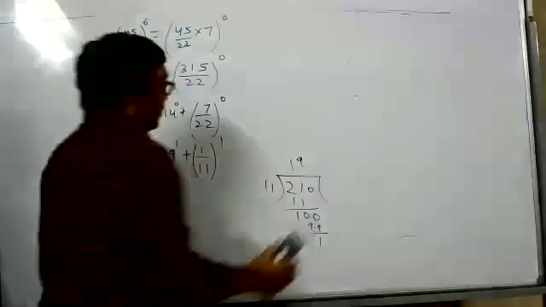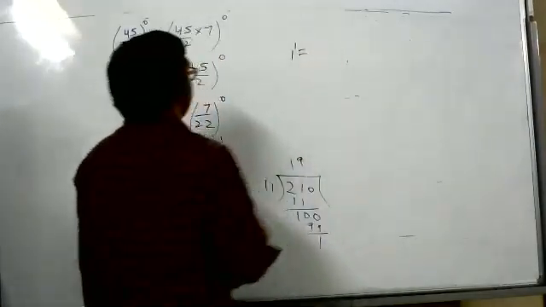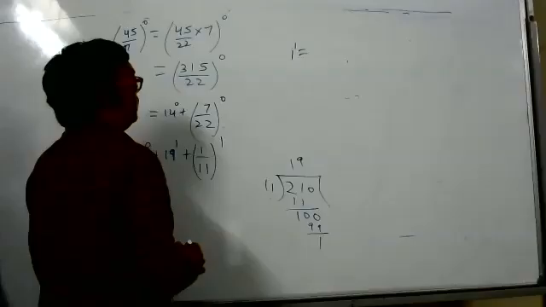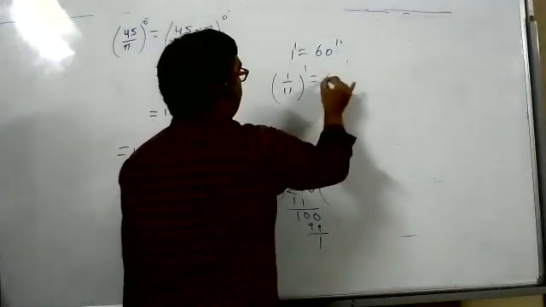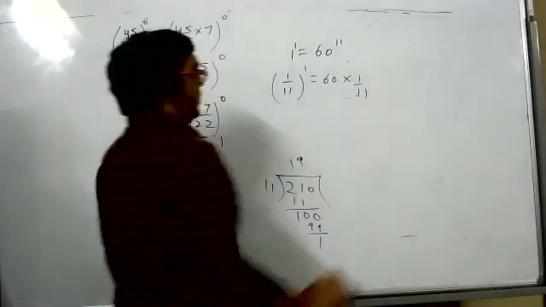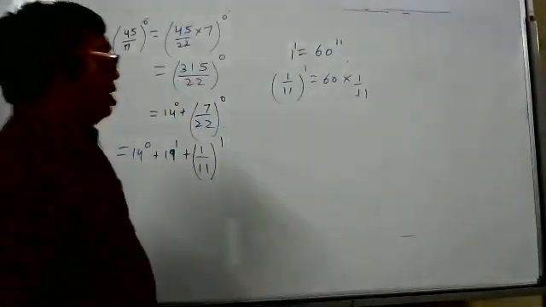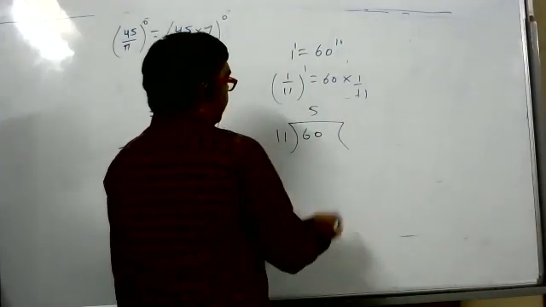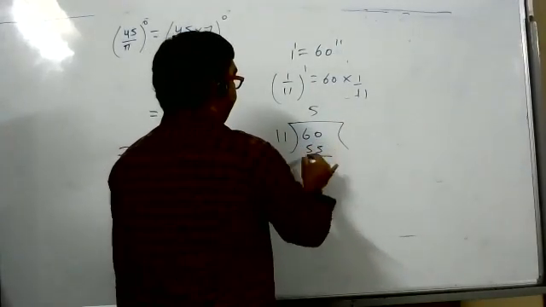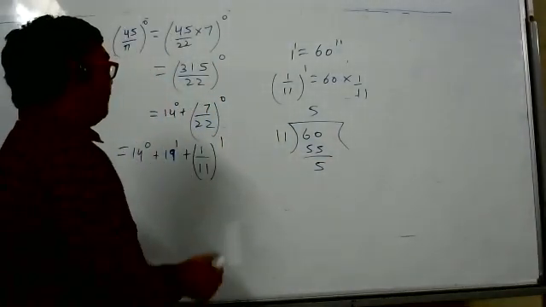So now tell me, what is the relation between minute and second? 1 minute is equal to how many seconds? 60 seconds, but not the watch minute. So 1 by 11 minute is equal to how many seconds? 60 into 1 by 11. Again do division. The same process we continuously have to repeat. Here 60, 11 we will divide. 11 5s are 55, remainder 5. So now, student, we cannot go further.